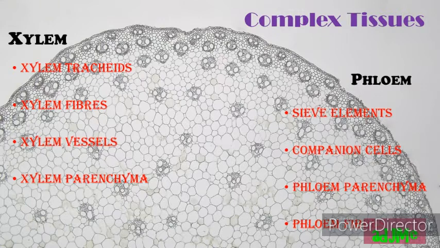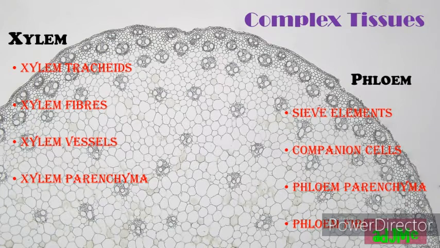So like how we have blood in humans and animals, xylem and phloem are involved in the transportation of certain substances in plants, and so they can be called vascular tissues. But as per our lesson we call these complex tissues. Xylem has 4 types: xylem tracheids, xylem fibers, xylem vessels and xylem parenchyma.